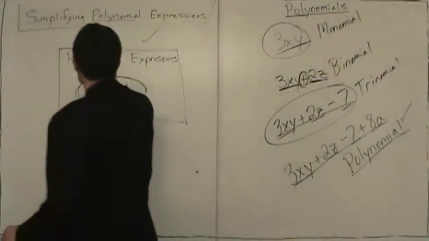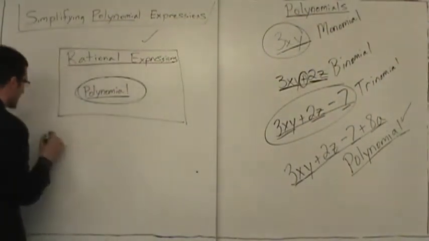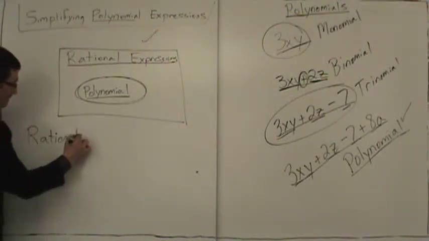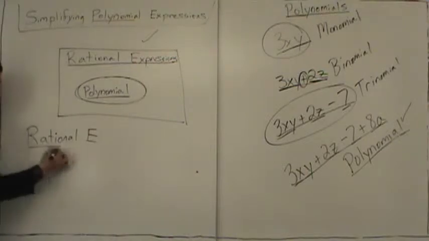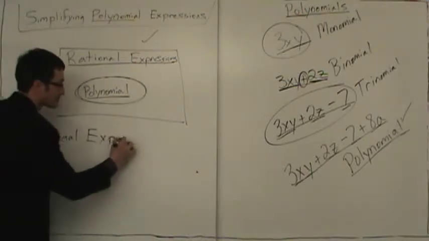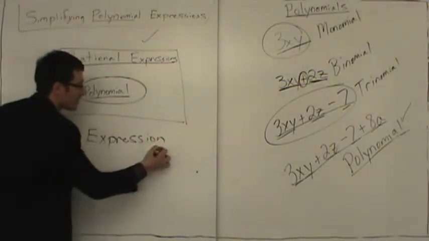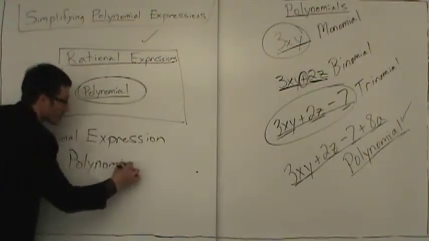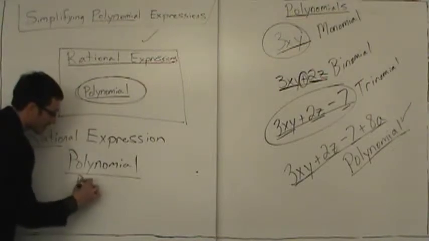Now, what is a rational expression? Okay, so we're going to define rational expression. Rational expression, ratio. A rational expression is a ratio of polynomials. So we're looking at a polynomial divided by what? Polynomial.